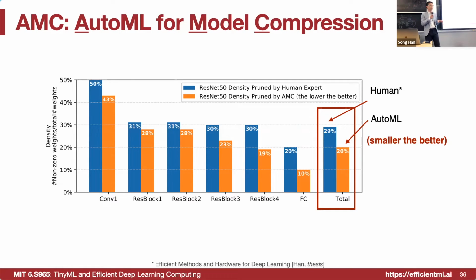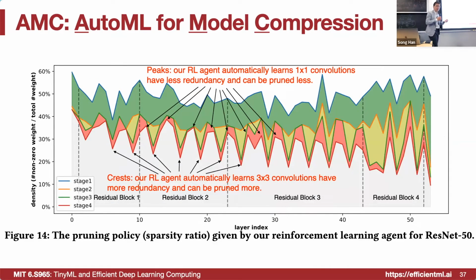It's pretty good, it's 3 times smaller. But what if we use this AMC agent? Within just a couple of GPU hours, we can prune it to only 20%. It's much more automated than a human, and also achieves a much better pruning ratio. And what's most interesting is that it finds patterns that really make sense.